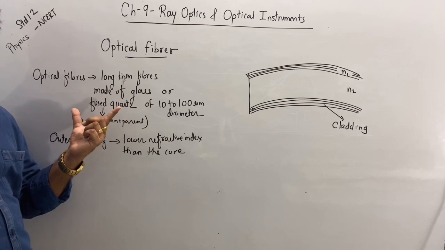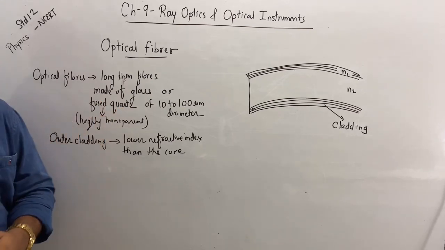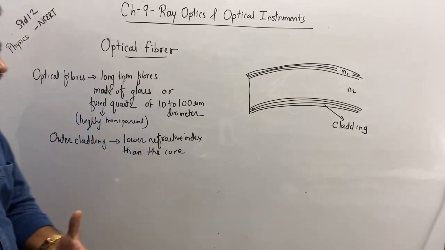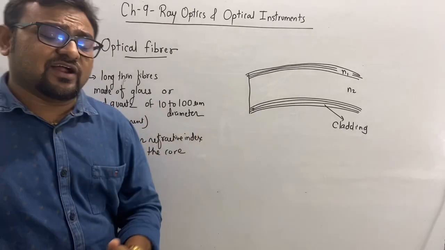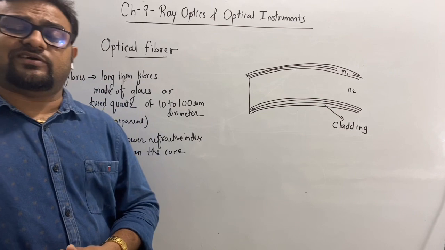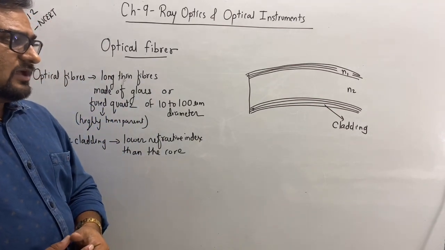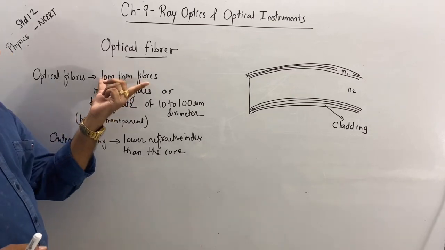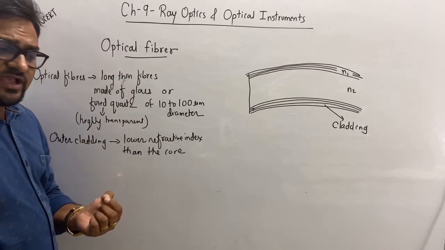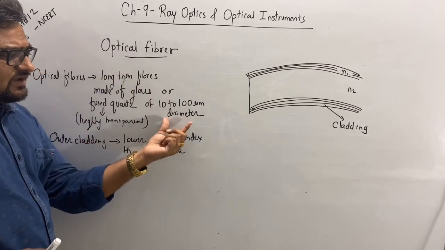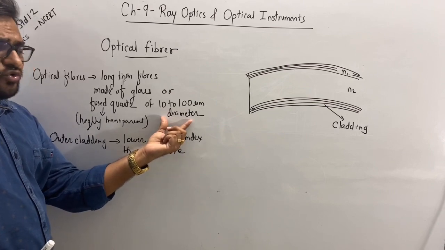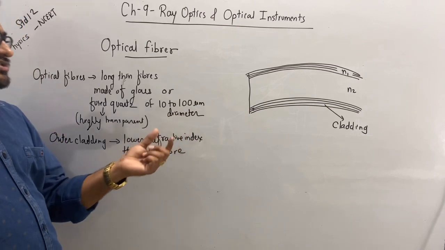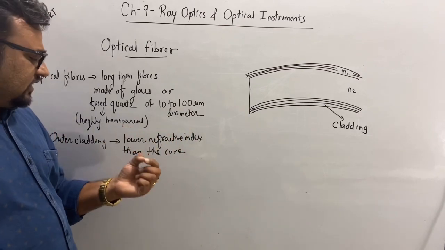Fused cords, it is highly transparent. Okay, so it is made up of glass or fused cords of 10 to 100 micrometer diameter. So these fused cords are used to make long thin fibers. See, these long thin fibers having a diameter of 10 to 100 micrometer, right? So it's very less.